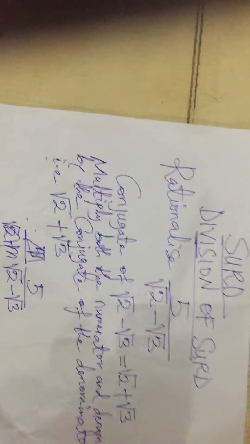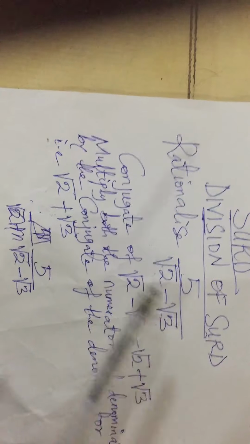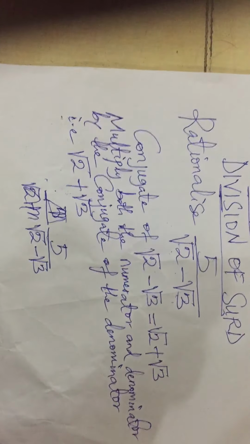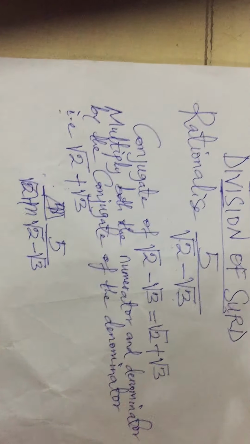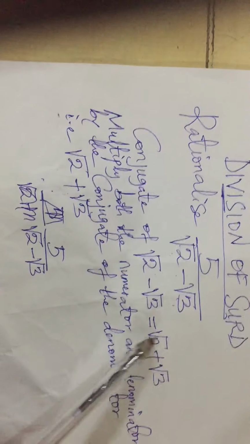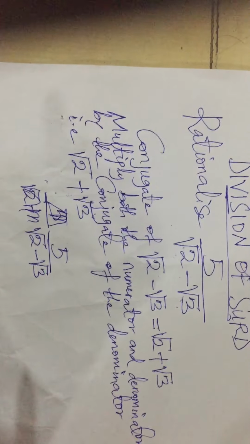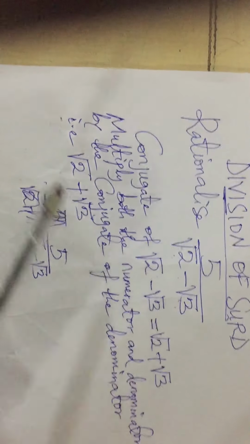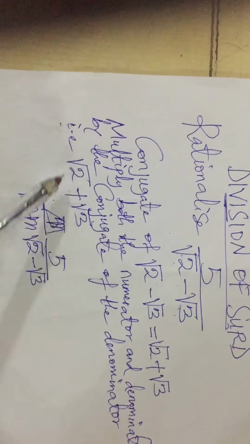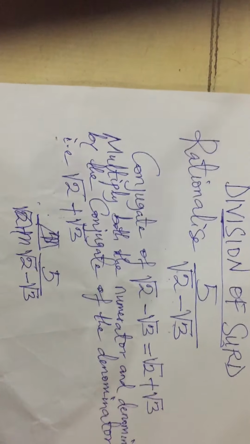Now, looking at what we are having here, we are asked to rationalize 5 over root 2 minus root 3. The first thing we're expected to do is to get the conjugate of root 2 minus root 3, which is going to give us root 2 plus root 3, which is here already. Having done that, the students are expected to multiply both the numerator and denominator by the conjugate of the denominator, which is already there, root 2 plus root 3. Now, having done this, we go back to the real question.